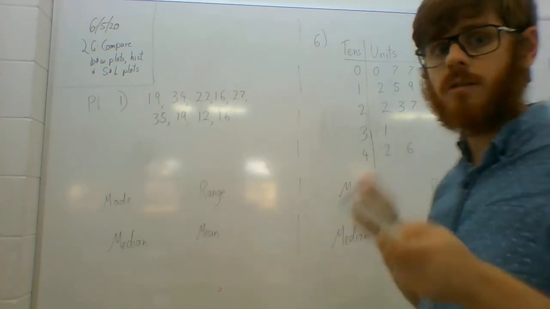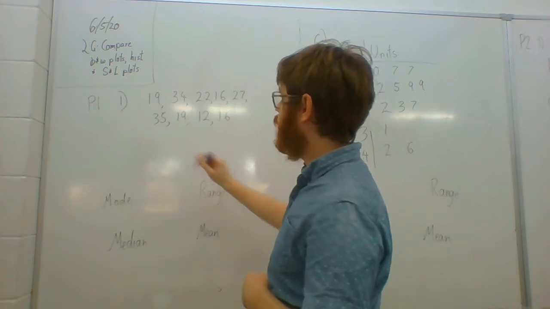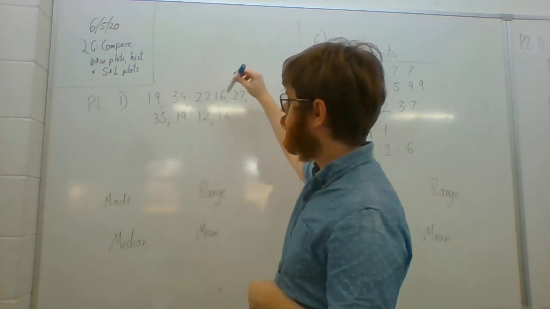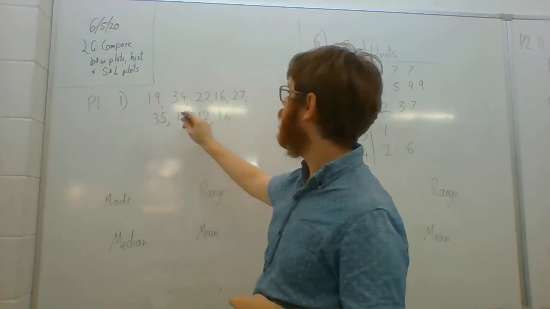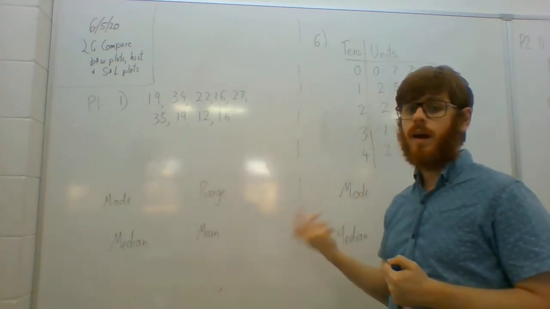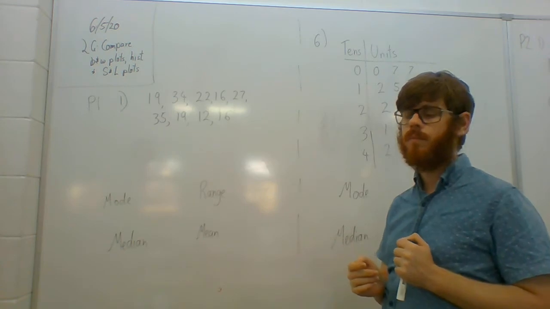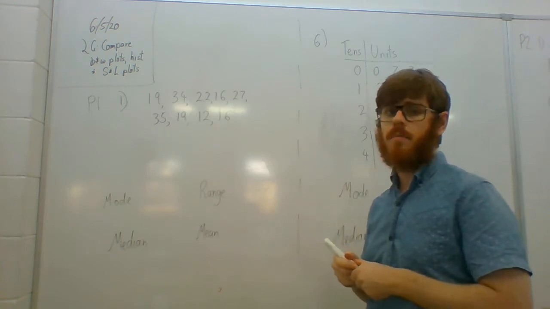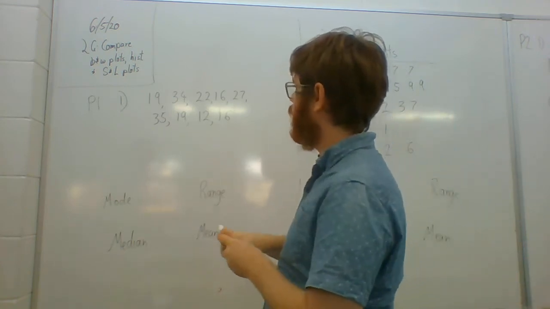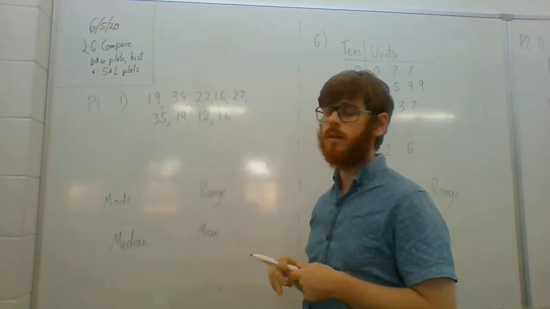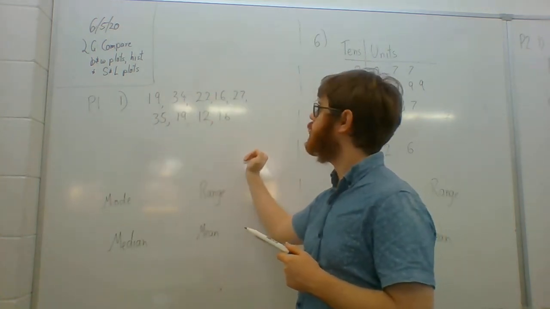Okay, so on the first page of the maths booklet, you have a set of data: 19, 34, 22, 16, 27, 35, 19, 12, and 16. You're asked to find the mode, the median, the range, and the mean. Your first step should be to write these in ascending order, from smallest to largest.